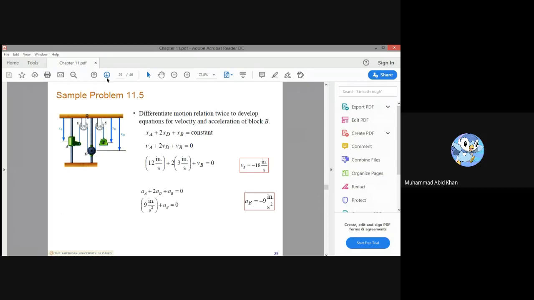Let's move on. What is remaining now? Okay, differentiate the motion equation twice to develop equations for the velocity and acceleration of block B. The equation is here. Put the values, you get the answer.